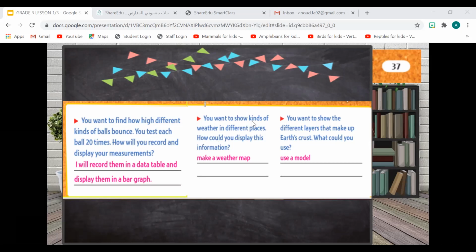Now what about this one, this girl? You want to show kinds of weather in different places. How could you display this information? Can you tell me?